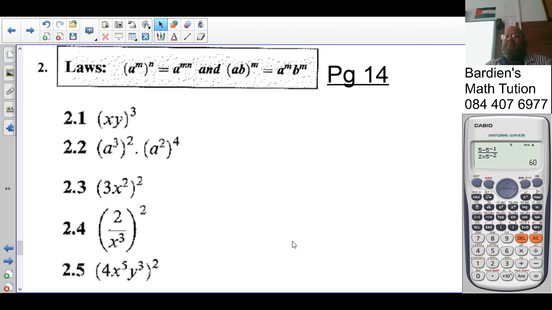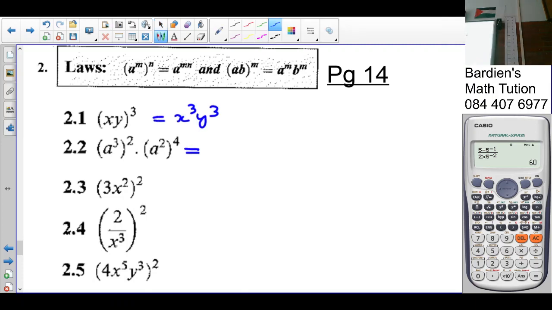You guys ready? Right. Here's the 2.1. First answer. X cubed y cubed. X3 y3 is the same thing. Next. Yeah, we do step by step. We take it slowly. Step by step. a^6 times a^8. a^4. People, if you can do this in your head.